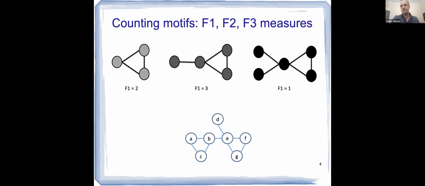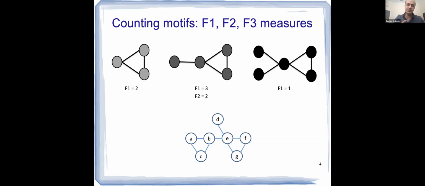The F2 measure says that I'm going to place my motif on the target network with the constraint that these placements do not share any common edges. So edges have to be independent of each other. With this constraint, I can place a motif here and another copy over here. So 2 copies in total, and they do not have any common edges. And this is the largest number of placements that we can have on the target network. So my F2 measure is equal to 2.